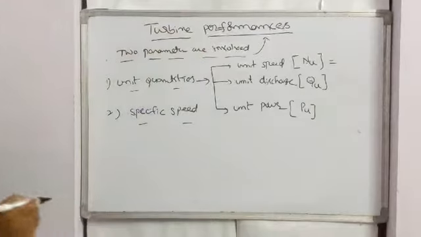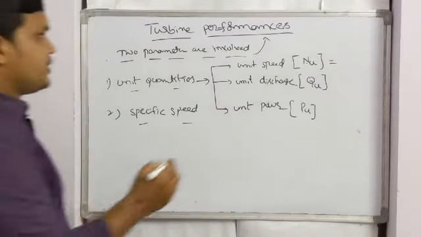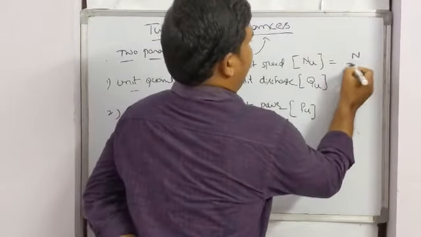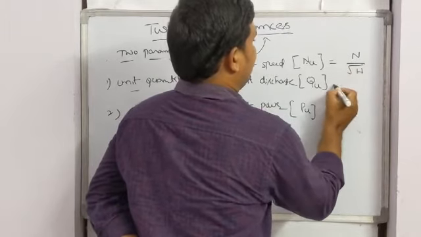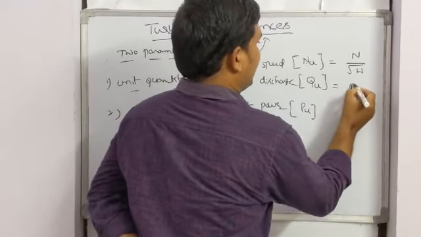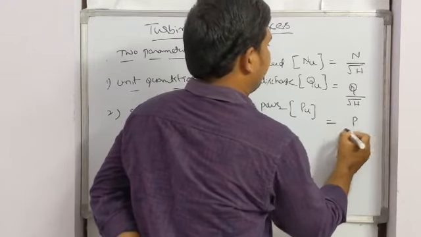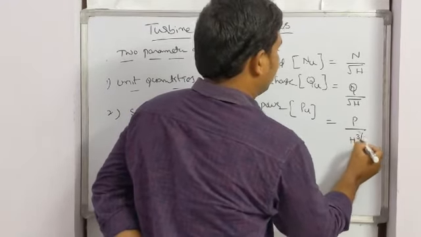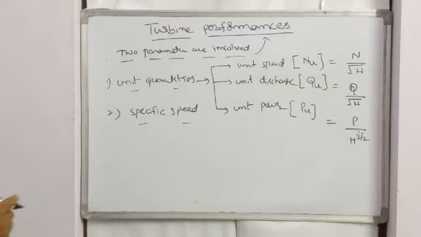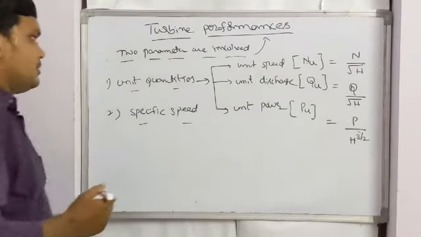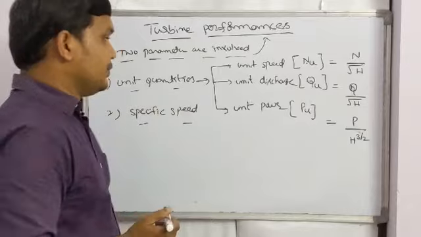Unit speed is equal to N by root over H, unit discharge is Q by root over H, and unit power is P by H power 3 by 2. So these are the unit quantities. So how are unit quantities used?